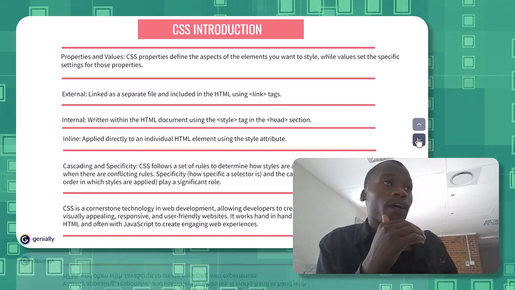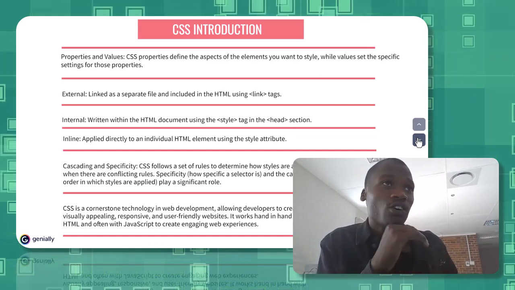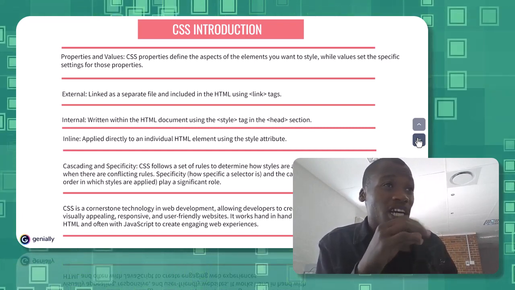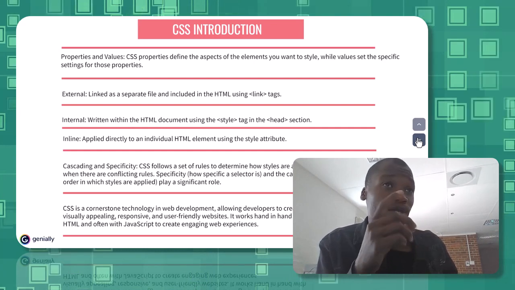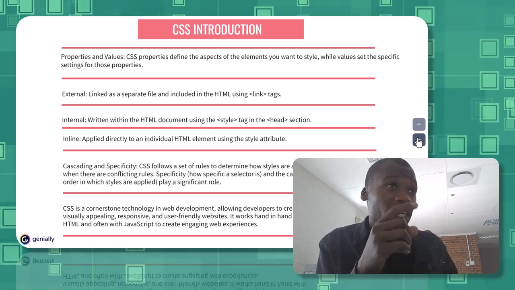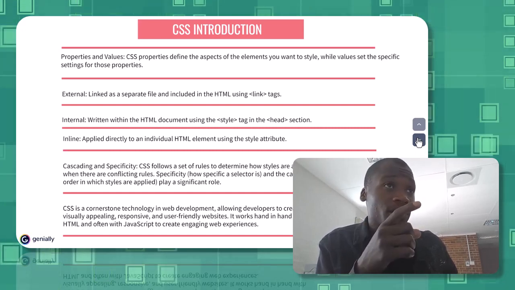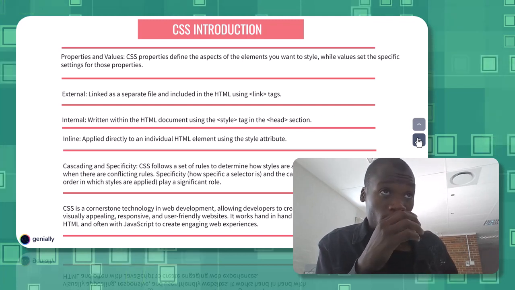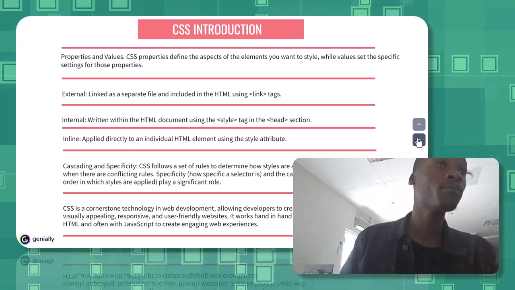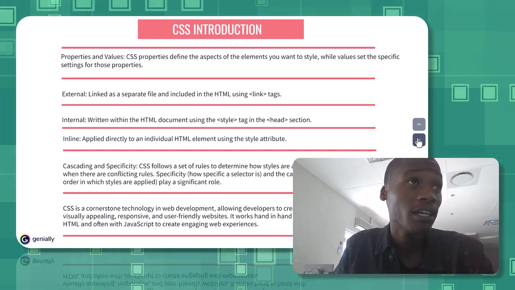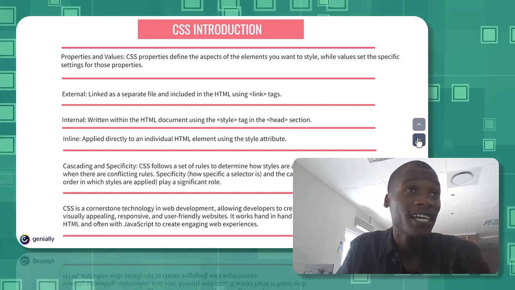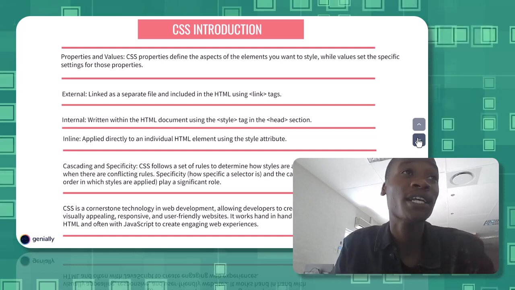The last thing: CSS is a cornerstone technology in web development, allowing developers to create visually appealing, responsive, and user-friendly websites. It works hand in hand with HTML and JavaScript to create engaging web experiences. So CSS is a cornerstone technology in web development, allowing developers to create visually appealing, responsive, and user-friendly websites. It works hand in hand with HTML and often with JavaScript to create engaging web experiences.